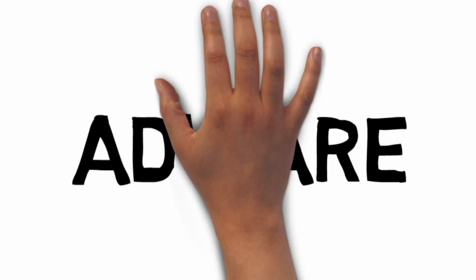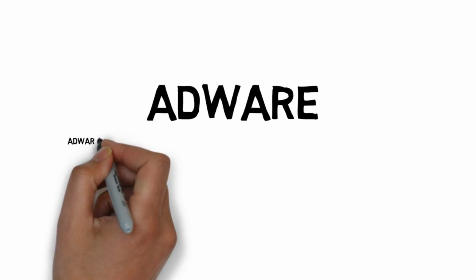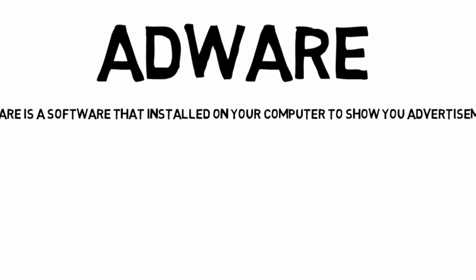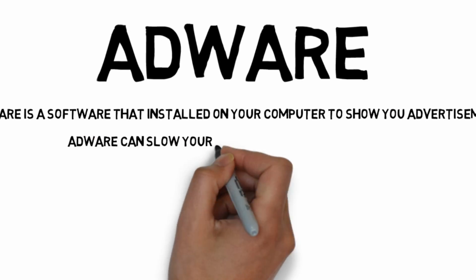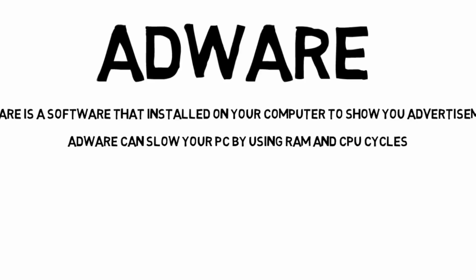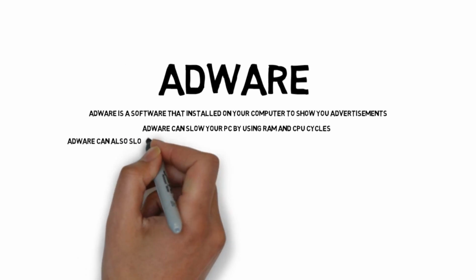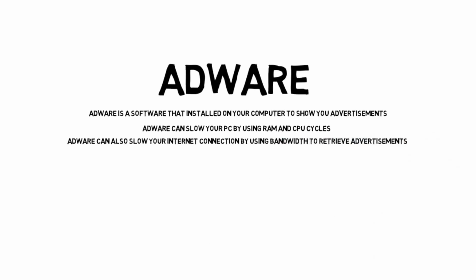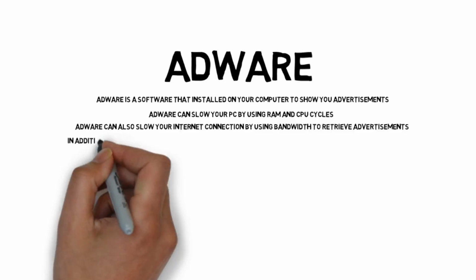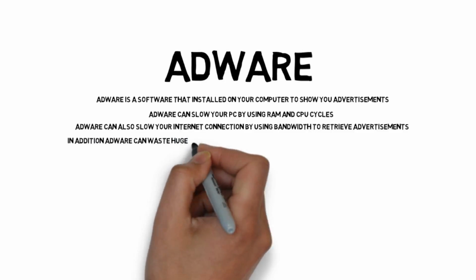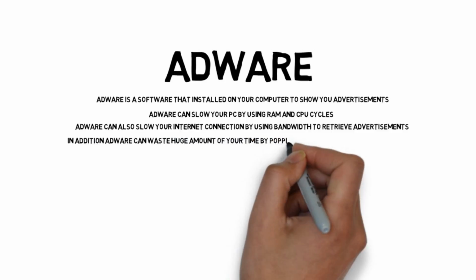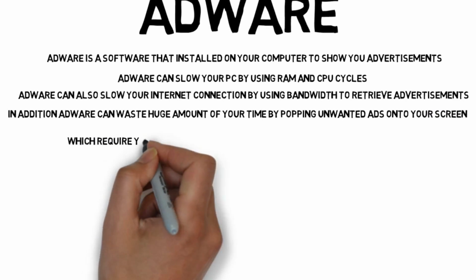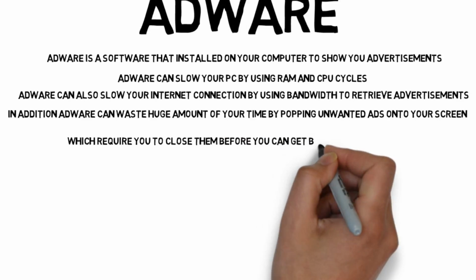The fourth one is adware. Adware is software that is installed on your computer to show you advertisements. Adware can slow your PC by using RAM and CPU cycles. Adware can also slow your internet connection by using bandwidth to retrieve advertisements. In addition, adware can waste a huge amount of your time by popping unwanted ads onto your screen, which require you to close them before you can get back to using your PC.